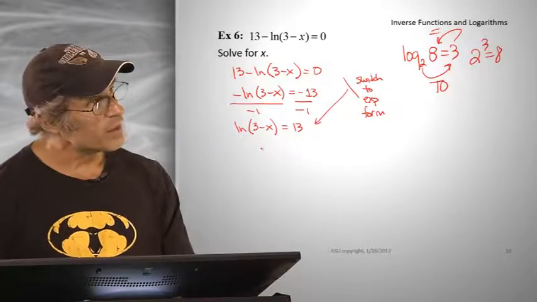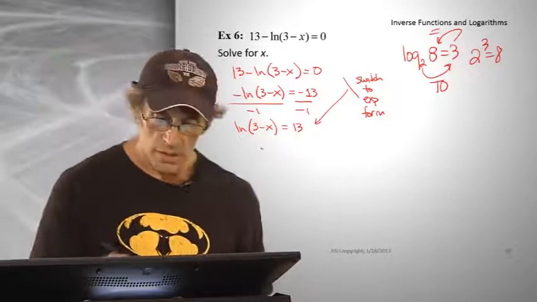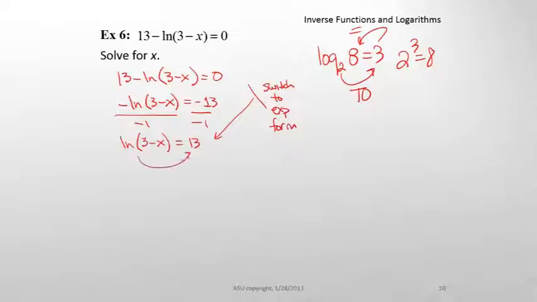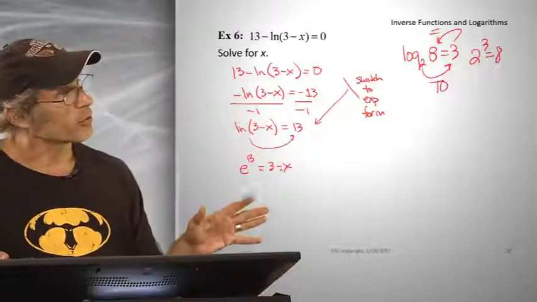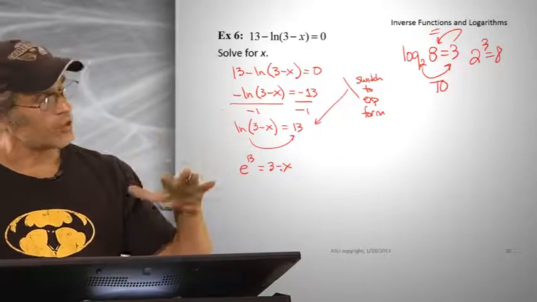So here, what is my base for a natural log? E. So I'm seeing base e. So it's e to the what? E to the 13th is equal to 3 minus x. And now at this point, I have a comfort level. I'm just going to solve for x. My steps are to do what?